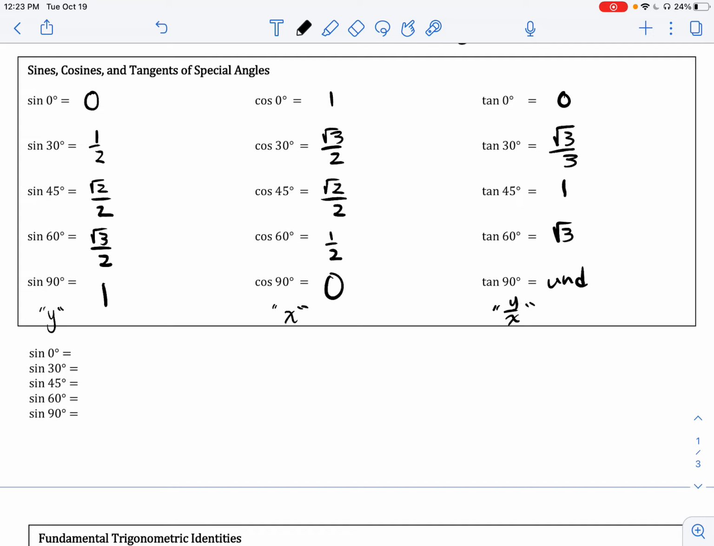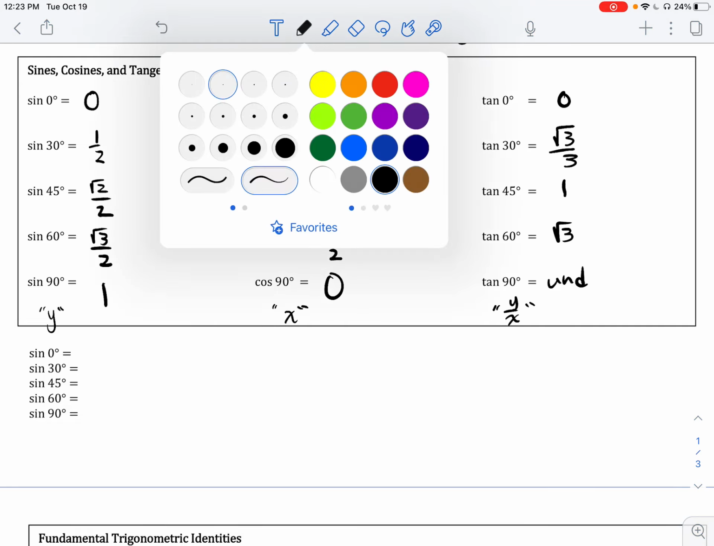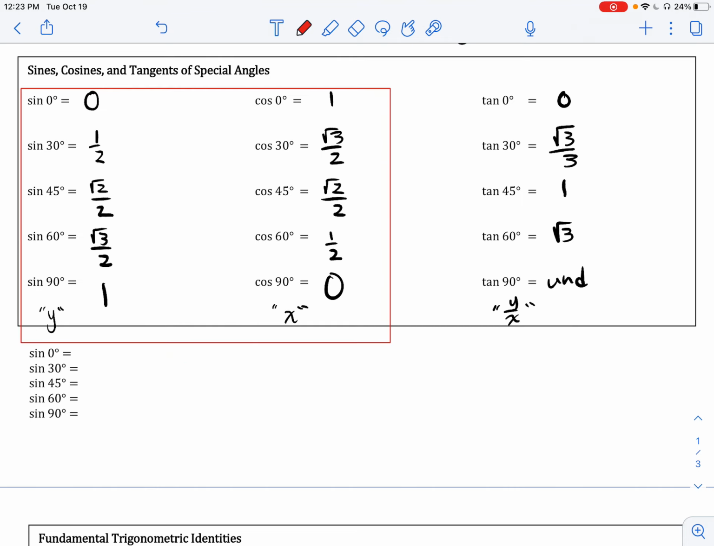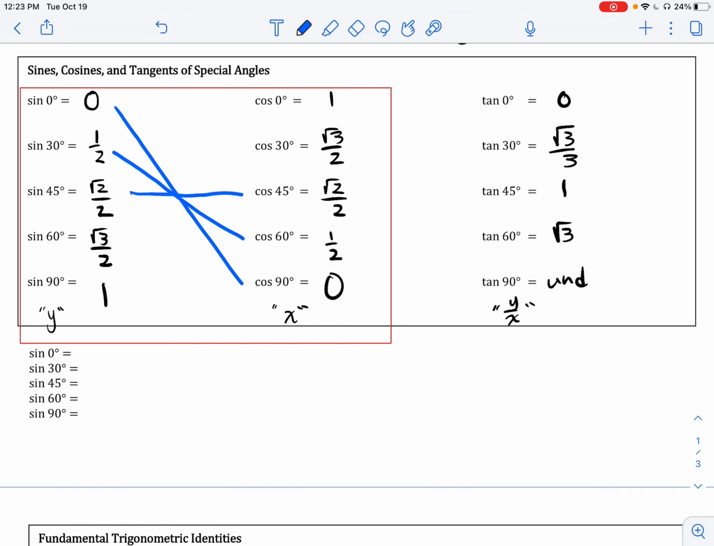Now, I want you to pause and ask yourself, do I see any connections between my sine and my cosine? Do I see any connections here between these values? And hopefully what you are finding is that sine of 0 gives me the same thing as cosine of 90. Sine of 30 gives you the cosine of 60. Sine of 45 is equivalent to cosine of 45. Sine of 60 is equivalent to the cosine of 30. And the sine of 90 is equivalent to the cosine of 0.